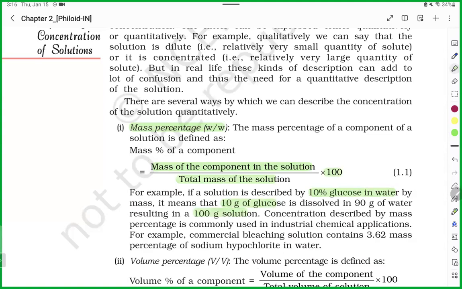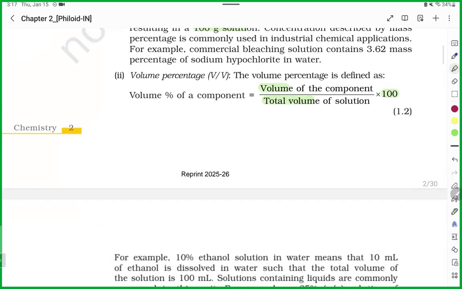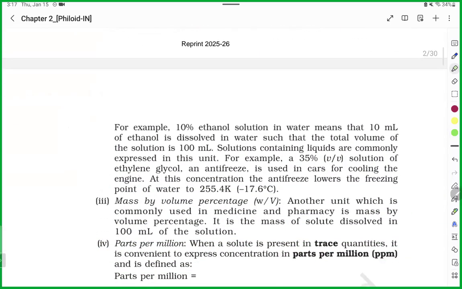Same thing, volume of a given component by total volume, volume percentage. Correct. And same, if you take 10% of ethanol, it means 10 ml is ethanol, 90 ml is water, total is 100. Okay, this is important. You take a 35% solution of ethylene glycol, anti-freezing, used in cars for cooling the engine. It helps not to freeze the oil in the extreme winter.